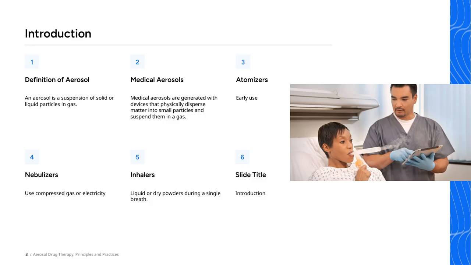Historically, atomizers were among the earliest devices used to generate aerosols, especially for respiratory treatments. The core idea behind medical aerosols is that we generate tiny particles, small enough to suspend in a gas, so they can reach the deeper parts of the lungs. An aerosol, in essence, is just a suspension of solid or liquid particles within a gas, which makes it an effective way to deliver medication directly to the respiratory system. Understanding these basics helps us appreciate how various devices work to optimize drug delivery and improve patient outcomes.